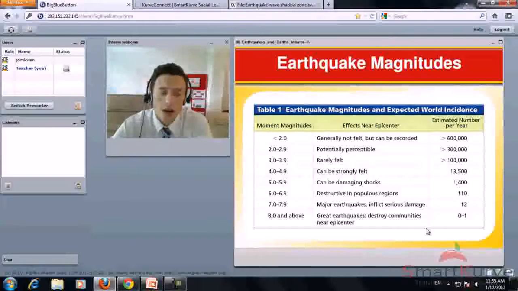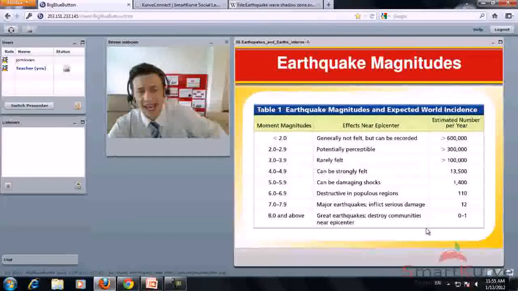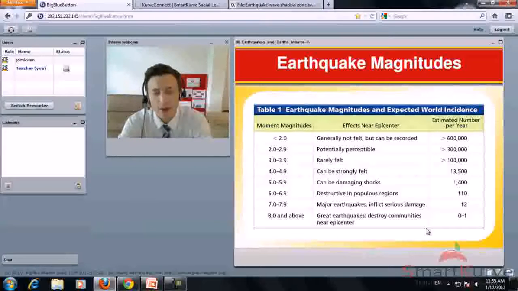Remember that earthquake that hit Japan last year was about a Category 9, I think. Maybe like an 8.9 or a 9. Remember, we are on a base 32 system. So that earthquake, that Category 9, was 30 times stronger than an 8.0. So it was a tremendous earthquake that hit Japan last year.